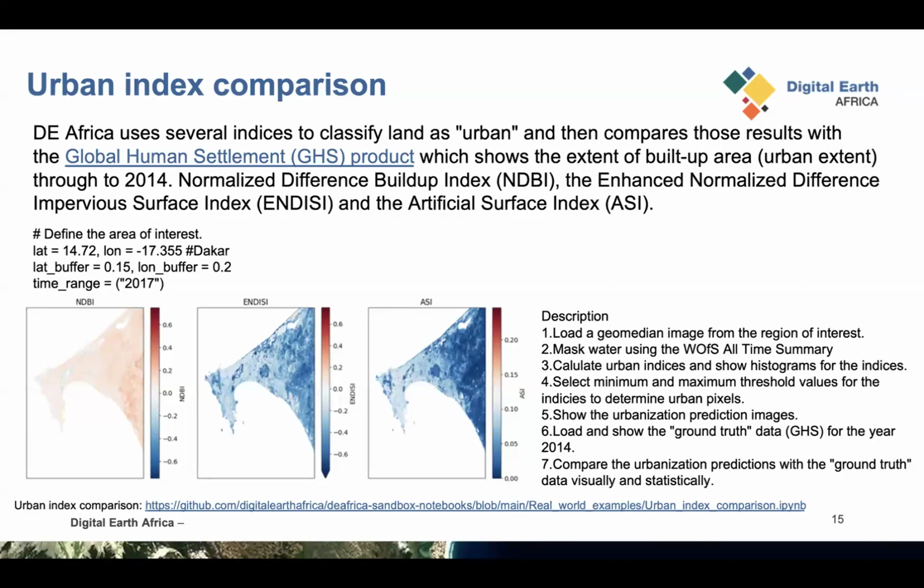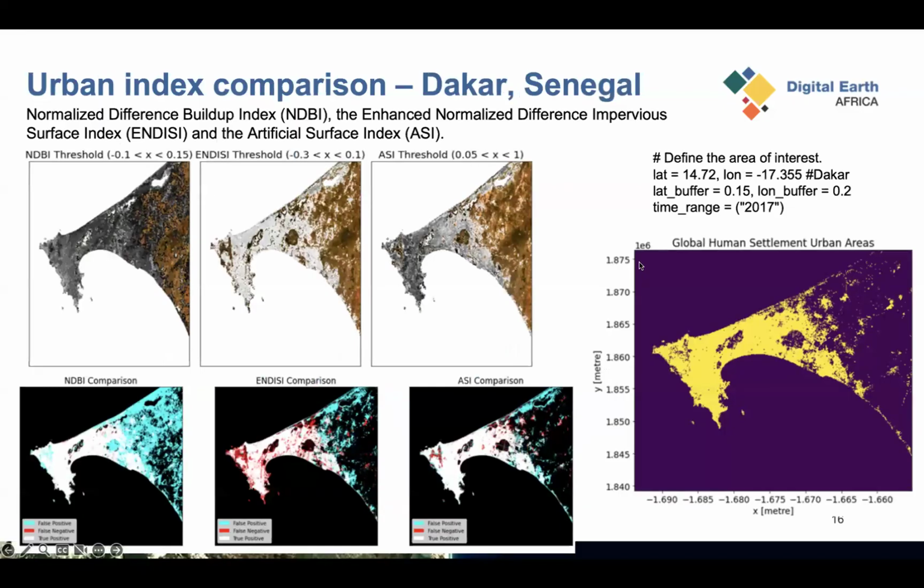And with this one, we're able to show the example of Dakar, Senegal. So we have the normal built-up index, as well as one of artificial surface index. And also in this particular case, we're able to mask out the areas of water, using the water observation from space. And when you look at this comparison, it looks quite good for the built-up areas and the reference areas.